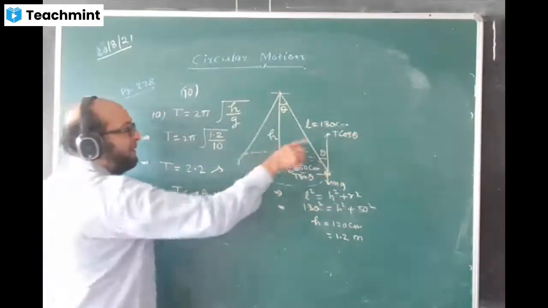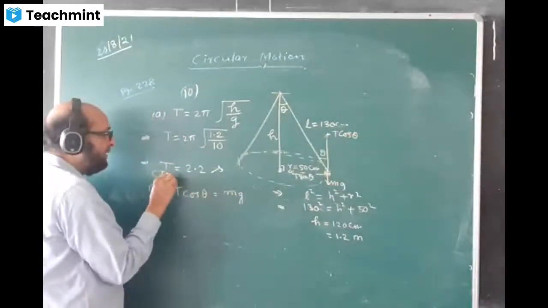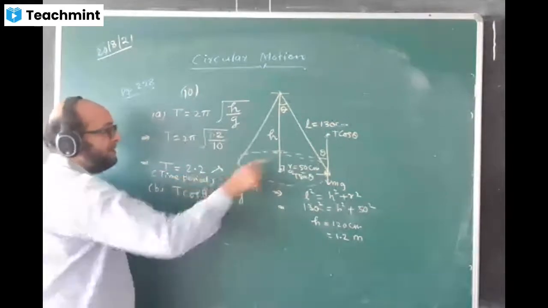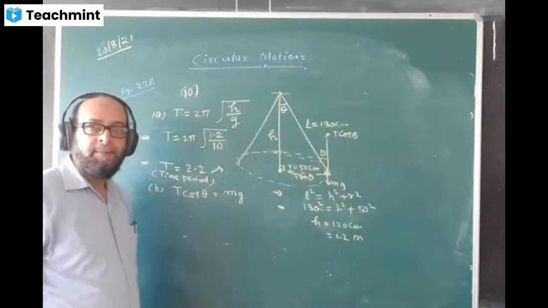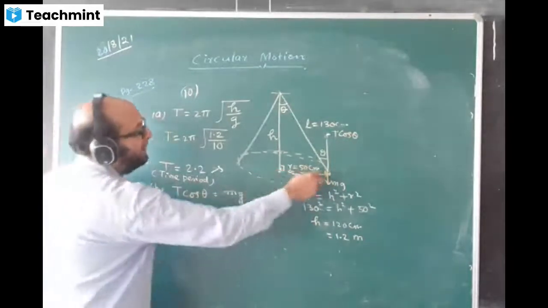But remember, this capital T is the tension, and the small t which we were finding earlier is the time period. They are different things. This is the time period, but this capital T I am writing here is for tension. So T into cos theta, I take the value in this triangle.